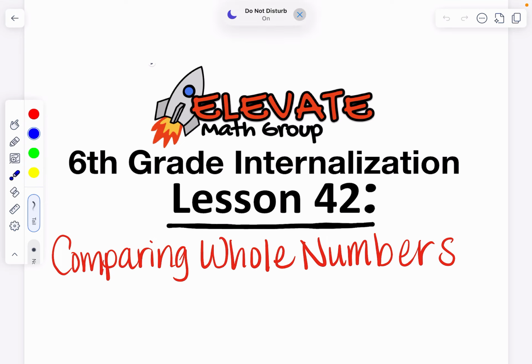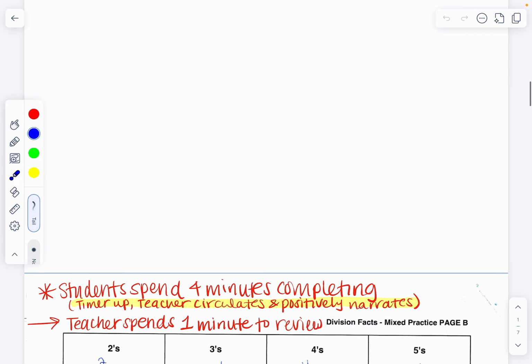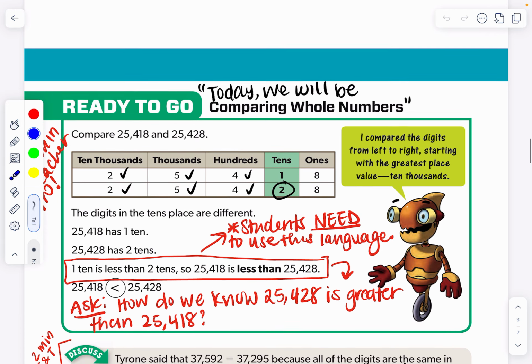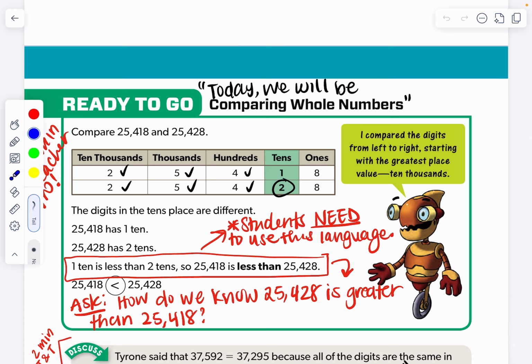Hi everyone, for lesson 42 for our 6th grade Elevate groups, students will be working on comparing whole numbers. This is a lesson that places strong emphasis on place value. So for students who are struggling, we might want to print out a blank place value chart where they can place the digits in for each of the questions to compare those numbers, right?